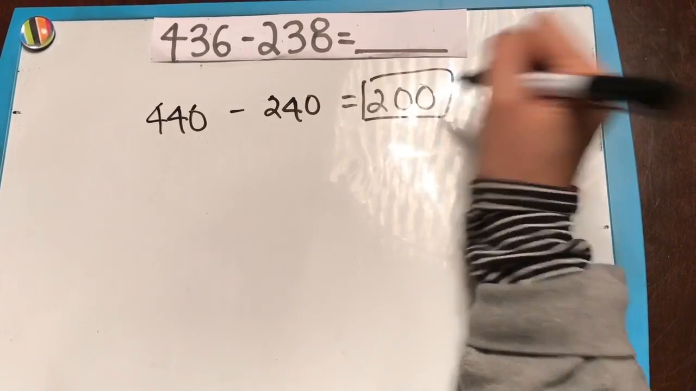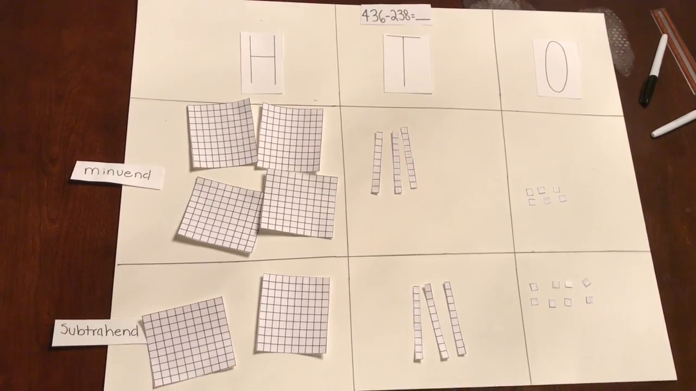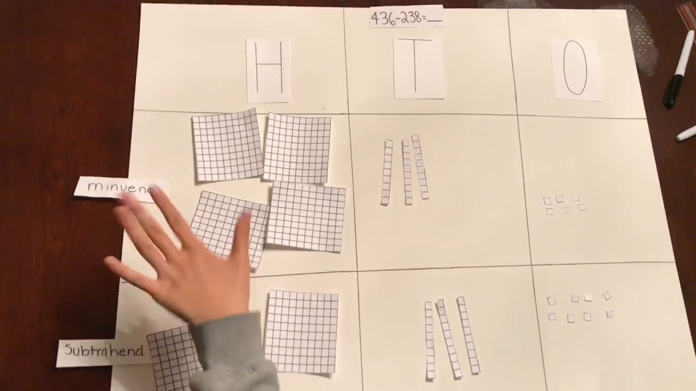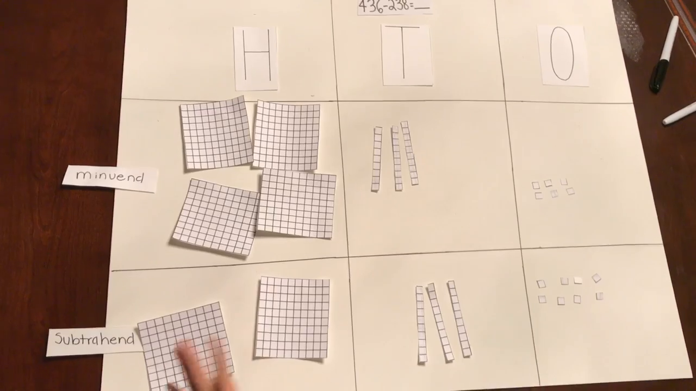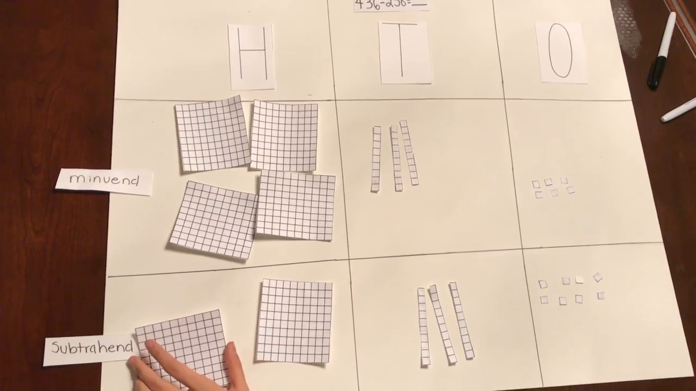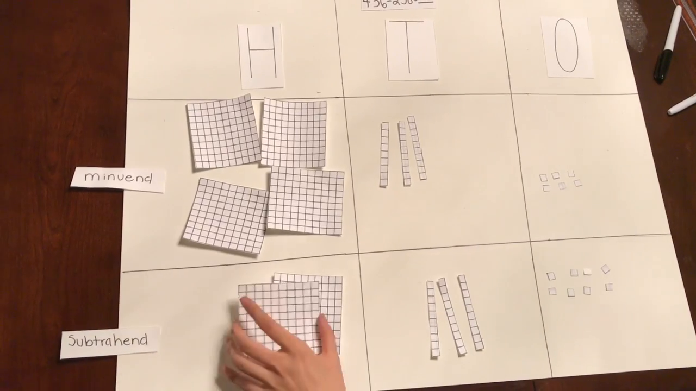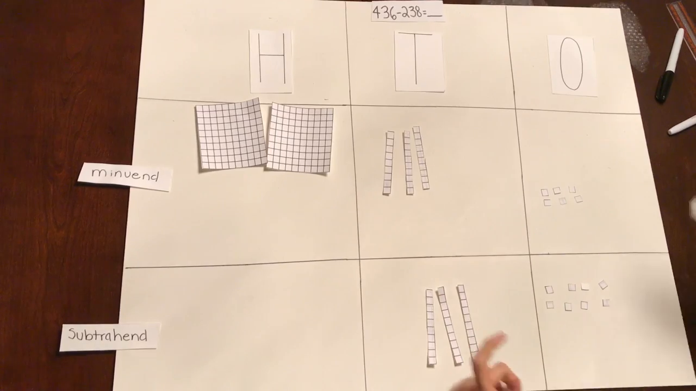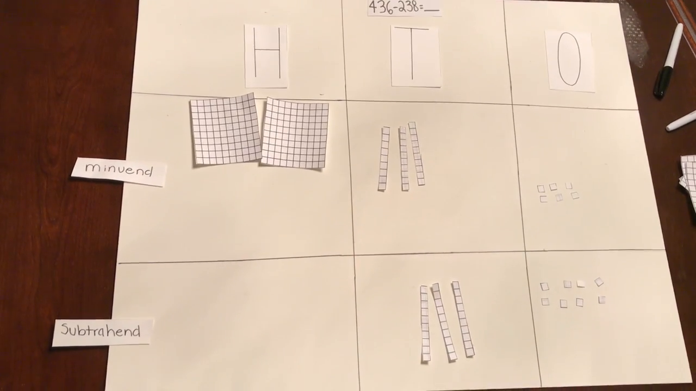This is my estimation. To represent my equation concretely, I'm going to use base 10 blocks. Above the line, I have represented the minuend, and below the line, I have represented the subtrahend. To begin, I'm going to start from the hundreds place. I will represent 400 subtract 200 by removing two flats from the subtrahend and two flats from the minuend to cancel them out. I'm now left with two flats, which represents 200.